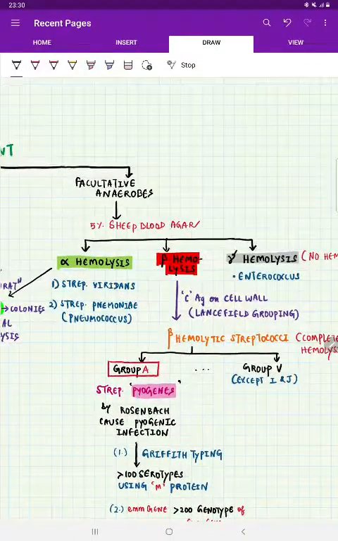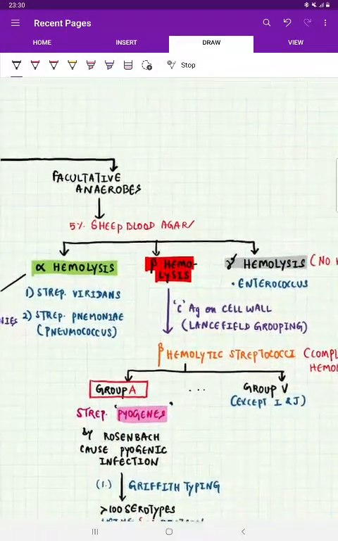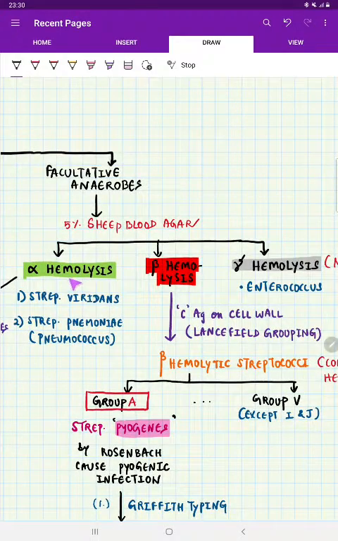Now, what happens when these Streptococcus family bacteria grow? They will show three different types of reaction. One is alpha hemolysis. Remember the color also: alpha hemolysis, green color; beta hemolysis, clear, red color hemolyzed; and gamma hemolysis. See, did you see any color?